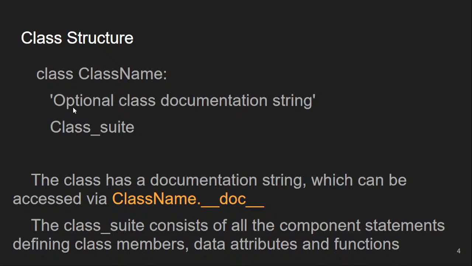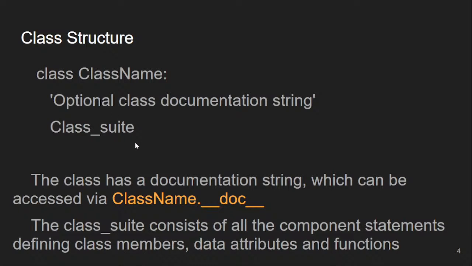In your class, you can have what we call a documentation string. It's usually a one-line string that describes the function of your class or what your class does. And then the other things in your class, you put after that. So here you see we have the class suite. Your class suite can be the other class members, it can be your data attributes, it can be functions, all those things that are part of your class.